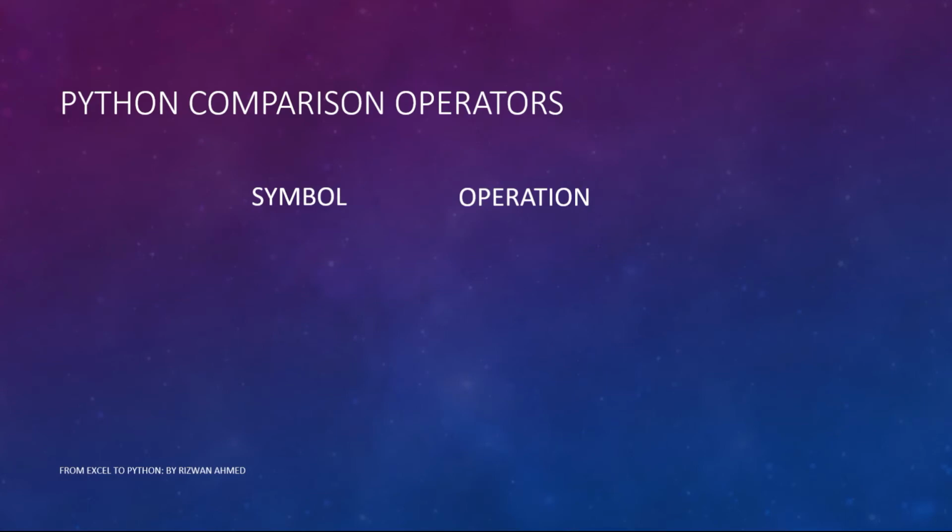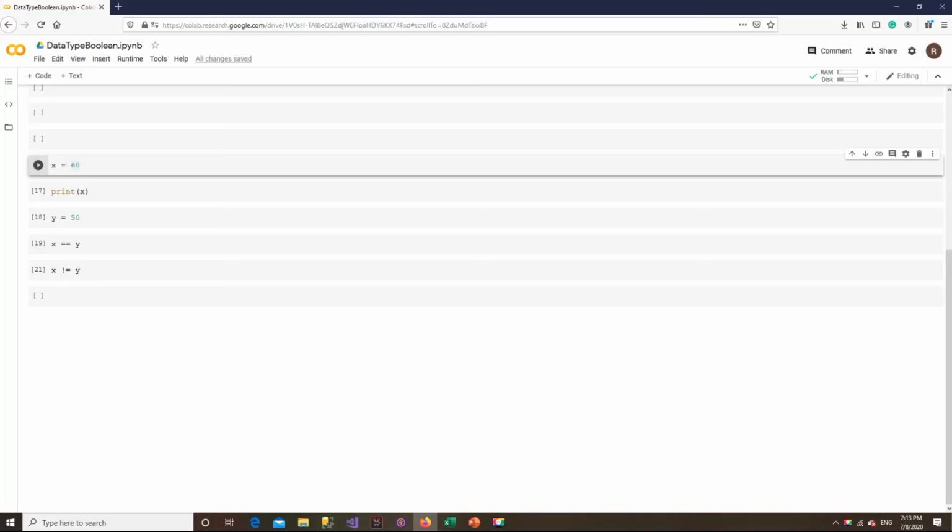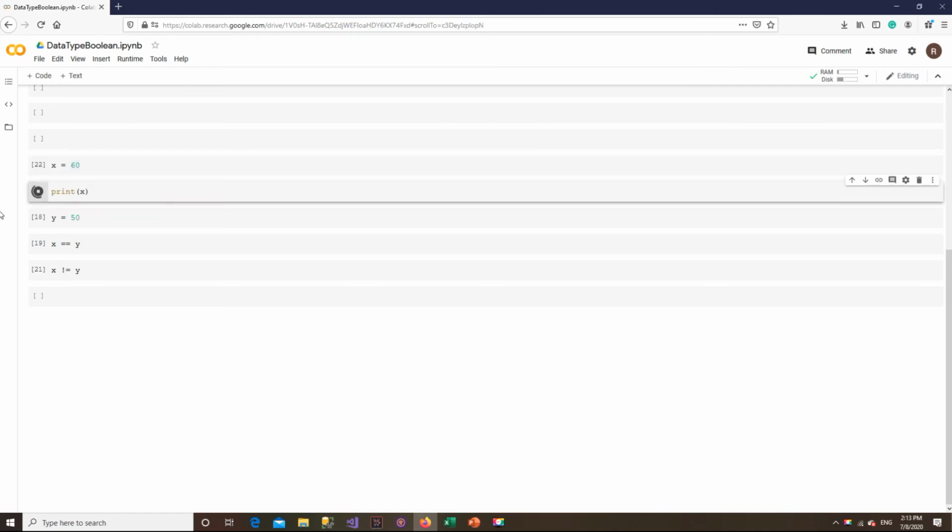Here you can see a full list of comparison operators in Python. Less than, greater than, less than or equal to, greater than or equal to, and not equal to. I would like to mention here that in Python, single equal is different to double equal sign. The single equal is used for assignment. For example, when we assign a value to a variable, x = 60, whereas double equal signs are for comparison.